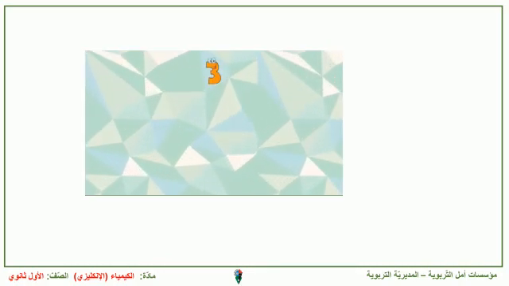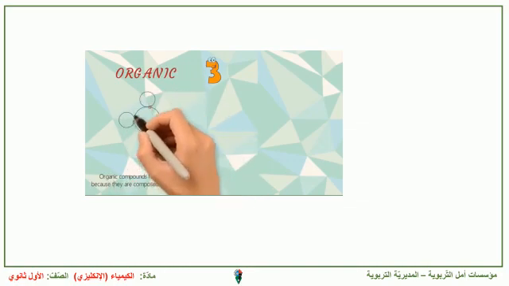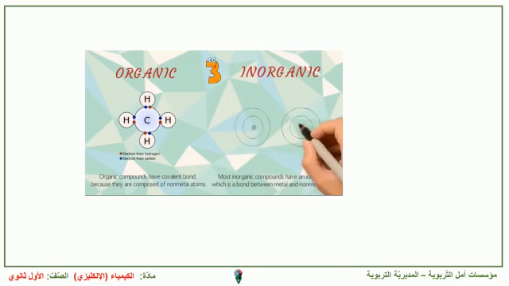3. Organic compounds have covalent bonds because they are composed of non-metal atoms. But most inorganic compounds have an ionic bond, which is a bond between metal and non-metal atoms. Only a few of them have covalent bonds.